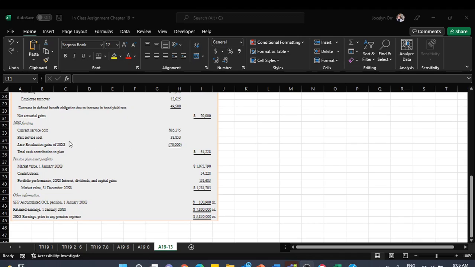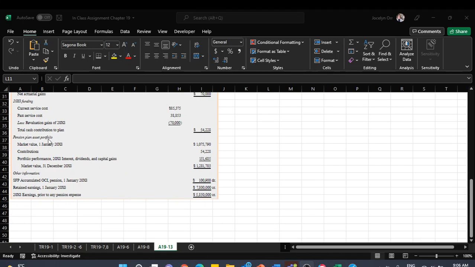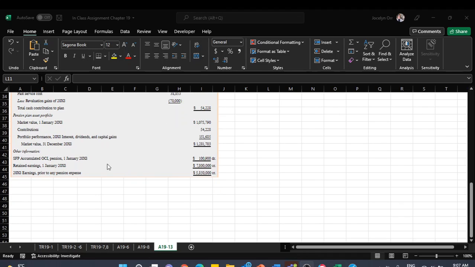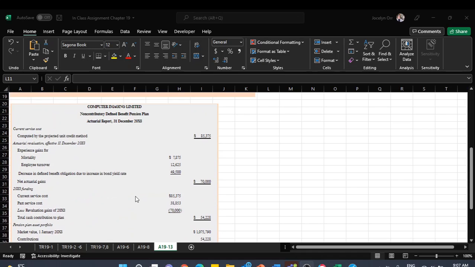In terms of funding, we have our current service cost, our past service cost, our revaluation gains being deducted for a total cash contribution. We have our pension plan asset portfolio, our market value, contributions that are made based on the above, our portfolio performance for the year to get to our market value, and our other information. We have our statement of financial position, accumulated OCI, retained earnings, and our earnings for 20X8.